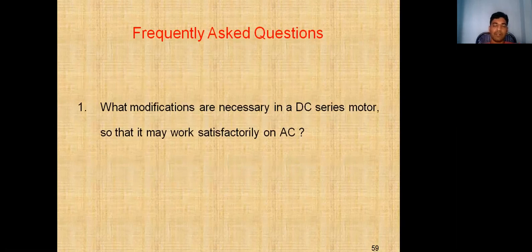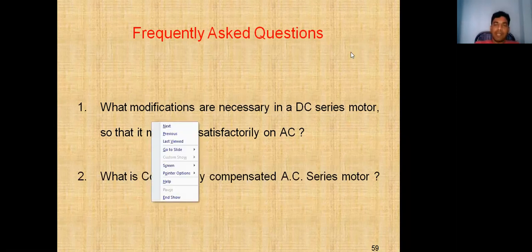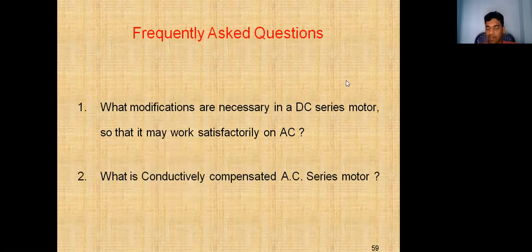What modifications are necessary in a DC series motor so that it may work satisfactorily on AC? What is a conductively compensated AC series motor?